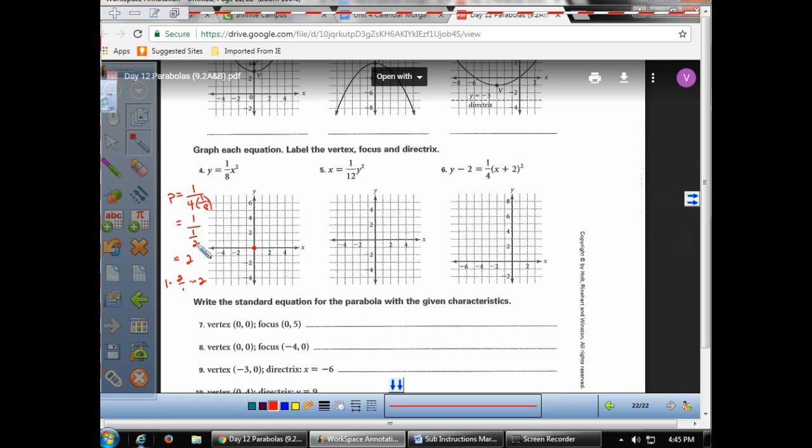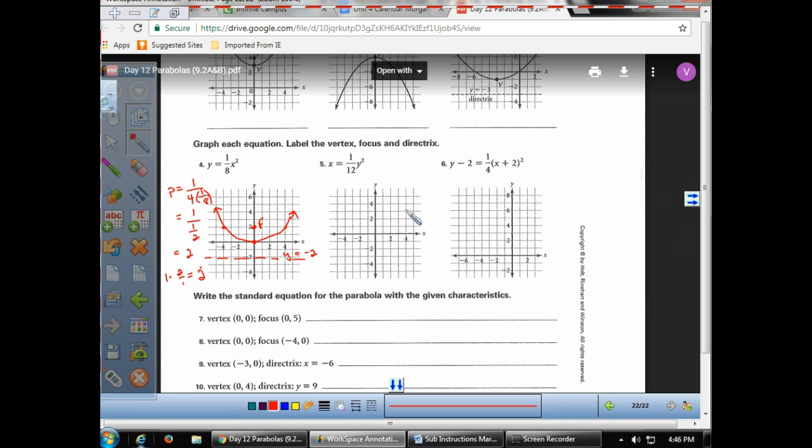So if P is 2, this opens up. I've got to go up 2 for the focus, so that's going to be F. Then I've also got to go down 2 for the directrix, so this is going to be y equals -2 for that. Now, for the focal width, it's going to be our focal length of 2, times 4. So it's going to be 8 long, so I'm going to go 4 to the left, 4 to the right. So this is our focal width of 8. This is our focal length of 2. So that's how the relationship works. So it's going to graph up like this and through that. Okay, let's do the next one.